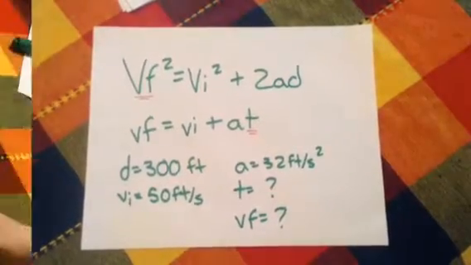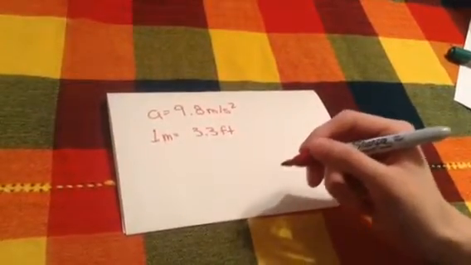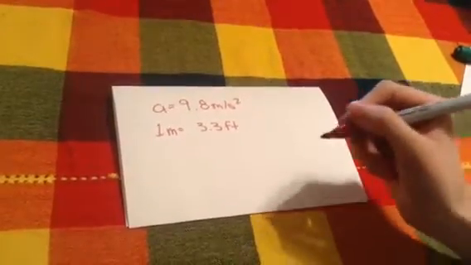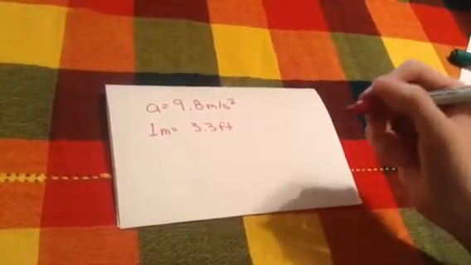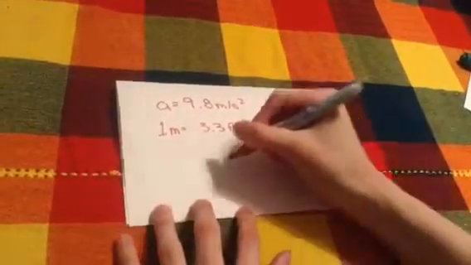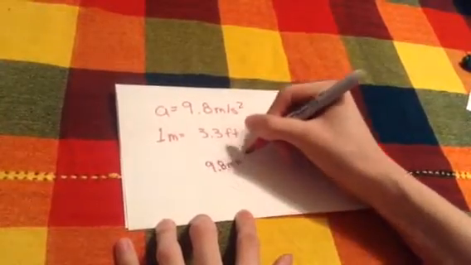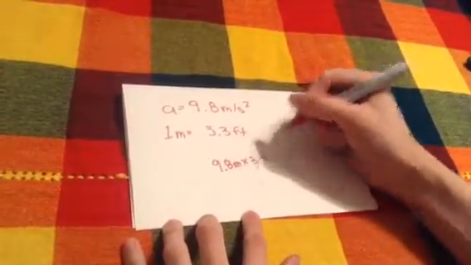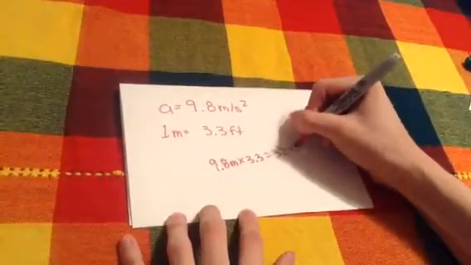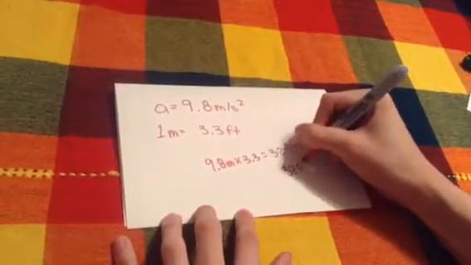make our operations. To use these formulas, we need acceleration, and we know that gravity is 9.8 meters per second squared, but the units we're using is feet, so we have to do the conversion. We know that 1 meter is 3.3 feet, so we're going to multiply 9.8 meters times 3.3 feet, which gives us approximately 32.34 feet, but we're going to round it up as 32 feet.